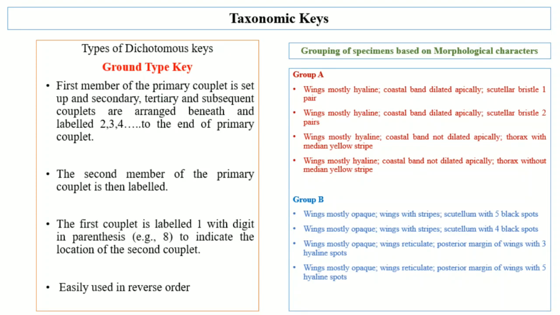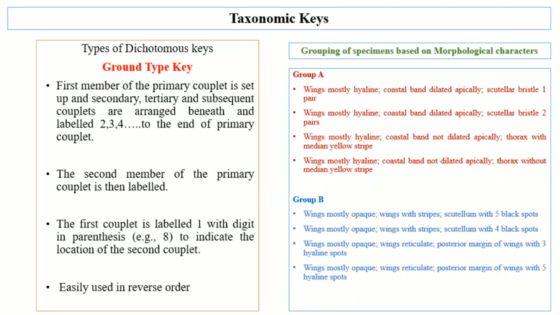The second member of primary couplet is then set up and it is also labeled in the same way. Whereas the first couplet is labeled 1 and the digit that is written in the parenthesis indicates the location of the second couplet. It can also be run easily in a reverse order or reverse direction.